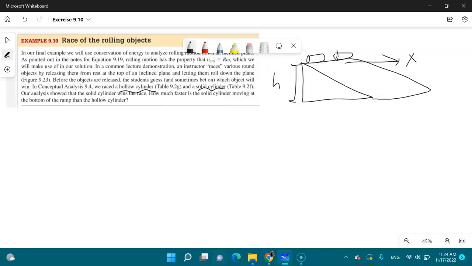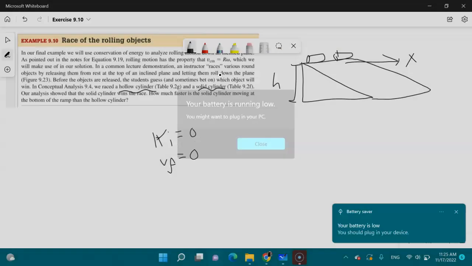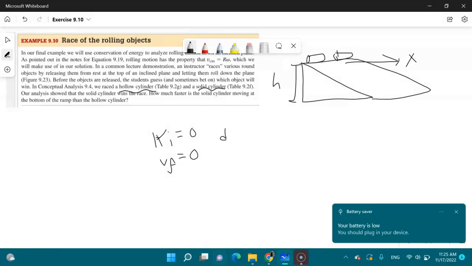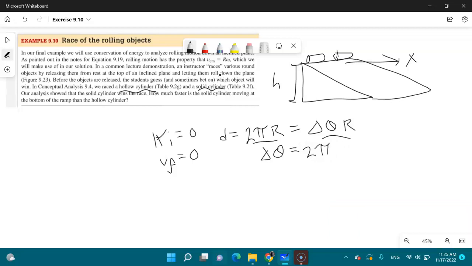We need to establish a few values before we start tackling this problem. The initial kinetic energy is equal to 0. We also know that the velocity at the start is 0. Then we know that the overall displacement would be 2 pi times the radius, and this is also equal to the change in theta times the radius. So the change in theta would be 2 pi once we work both of these out and isolate the displacement of theta.